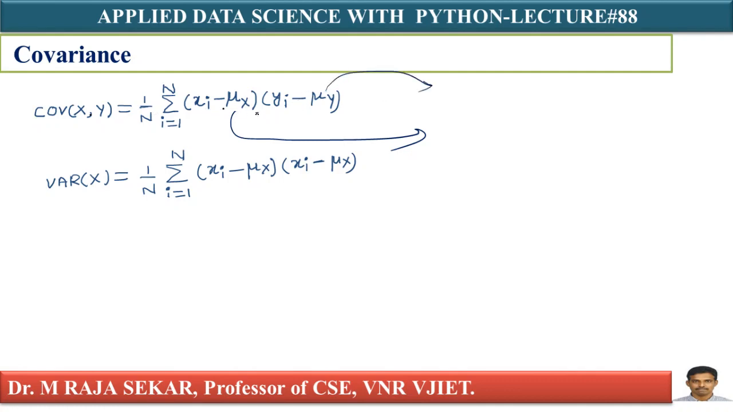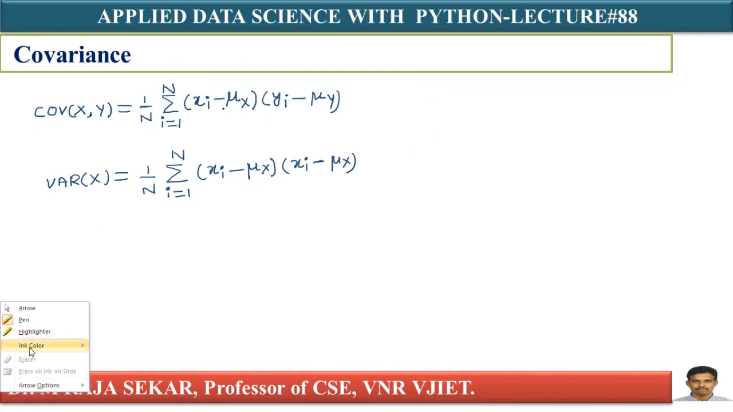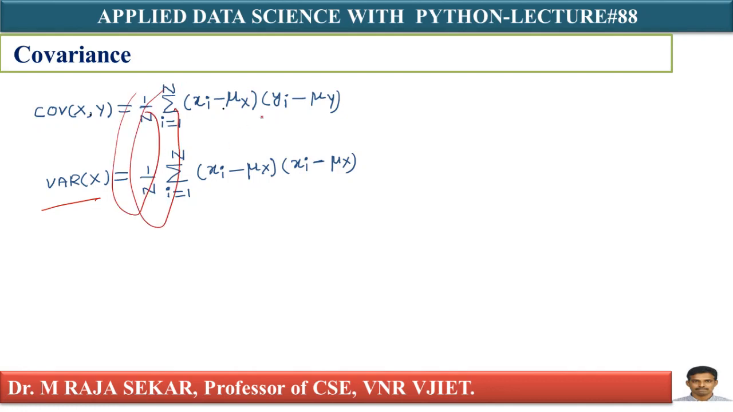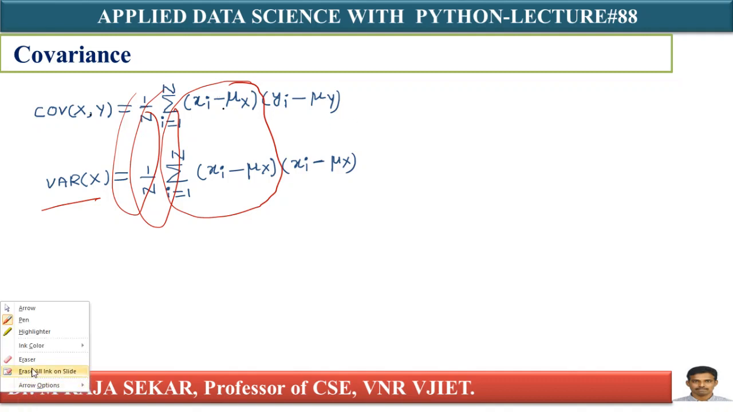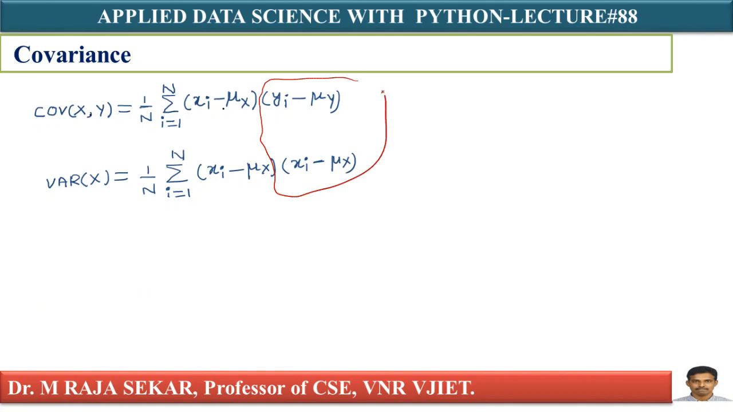Xi means x1, x2, so on xn. These are the values of capital X. Yi means y1, y2, so on yn. These are the values of capital Y. This is simply covariance. If you observe carefully, just observe the formula for variance. What it says, variance of x equals 1 by n, same, sigma i equal to 1 to n, same, xi minus mu of x, same. There is a difference in only one term, that is instead of yi minus mu of y, here I have xi minus mu of x.